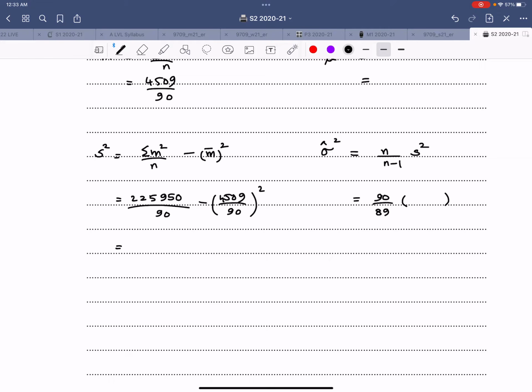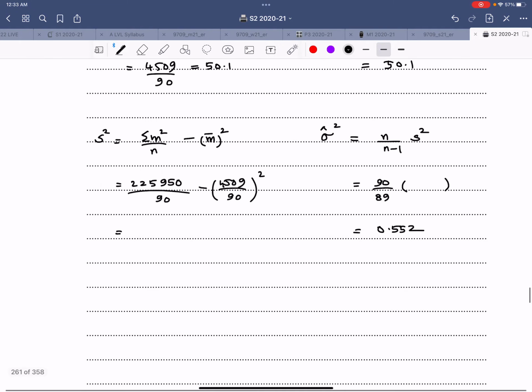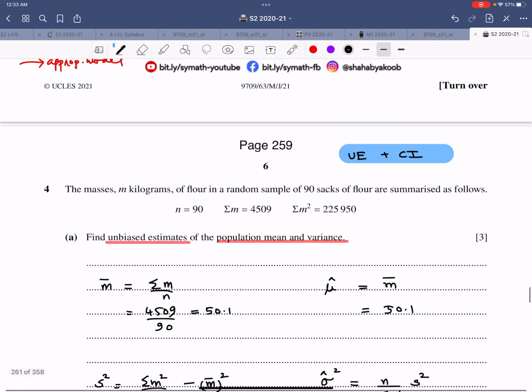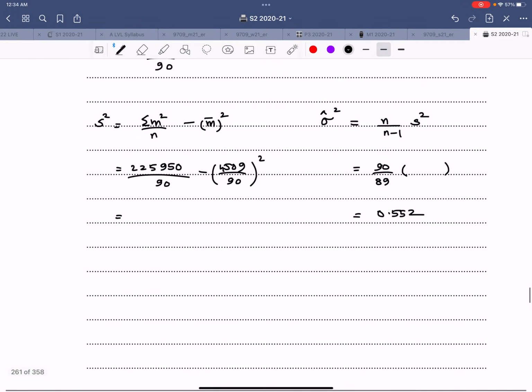And this value, after calculation, the first thing is coming out to be 50.1. So this is 50.1. And this calculation is 0.552. So after doing all this, it is 0.552. Naturally, they are rounded off values, and either rounded off or maybe too exact. Now it says, what else?